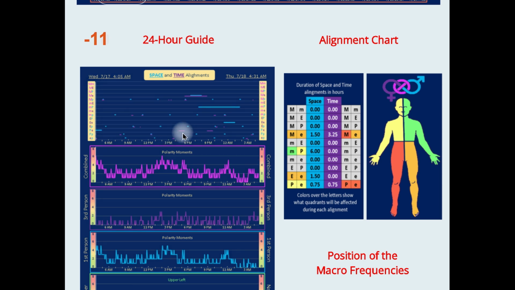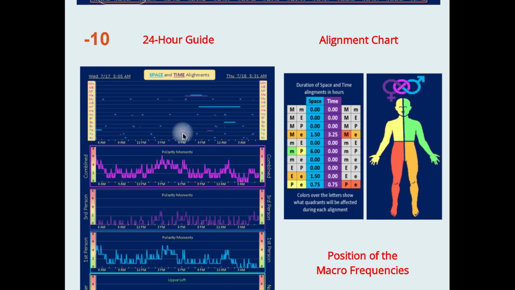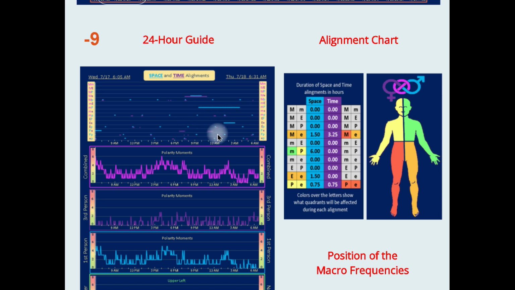Next one we're going to talk about is this PE. This is a time alignment on the third person side, right down here. Same thing, 0.75 hours. This is going to affect the right lower quadrant. Again, if something happens during this timeline or during this one, these two are the same one here. They're testing the same area. All you got to do is document that so we know what's going on.